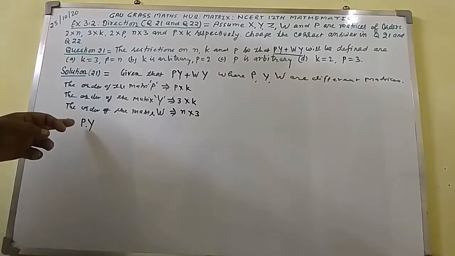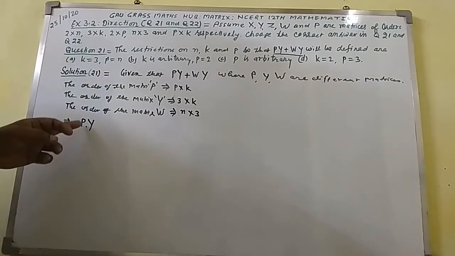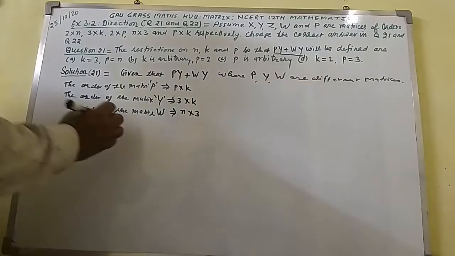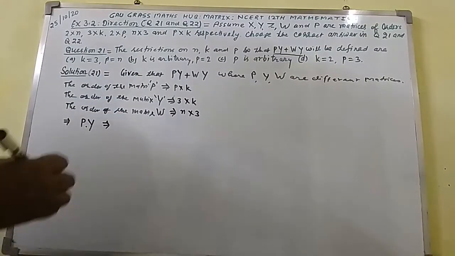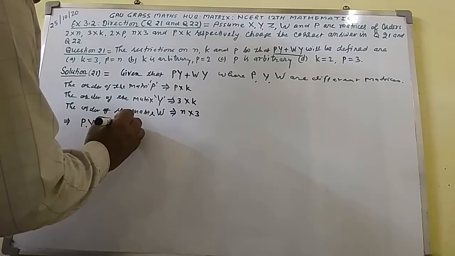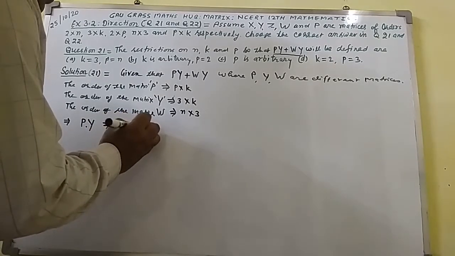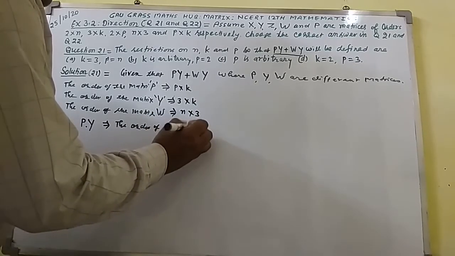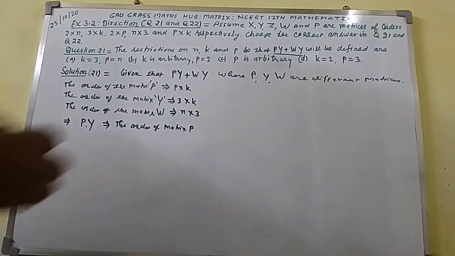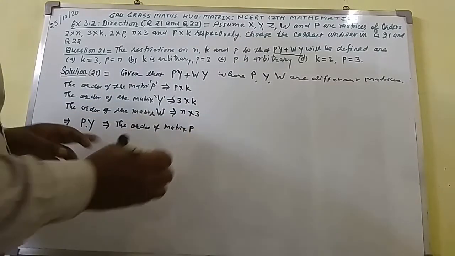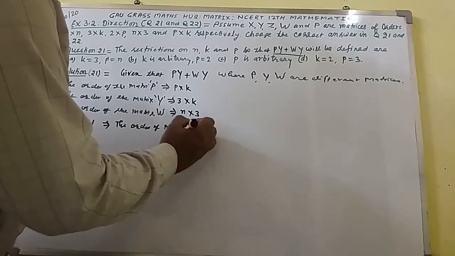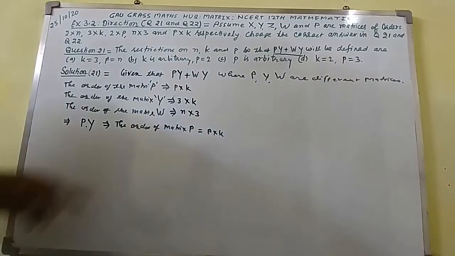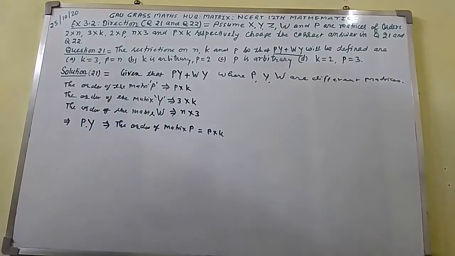Hence, the order of the matrix will be the same as the order of the matrix Y. So here I can write, it implies that the order of matrix P here is equal to P cross K. The order of matrix P here is P cross A.